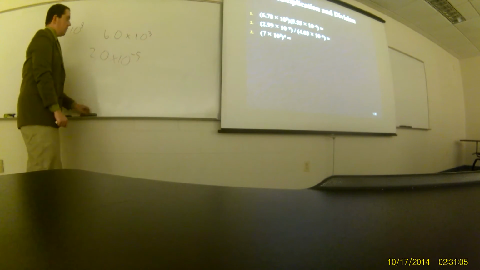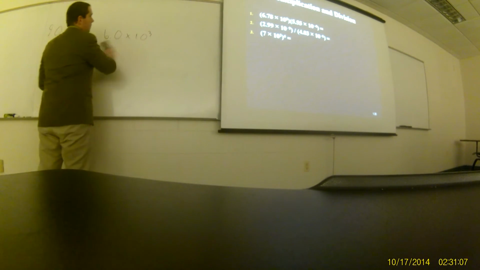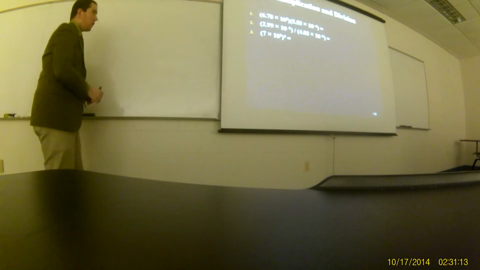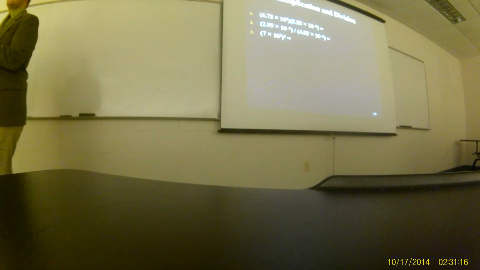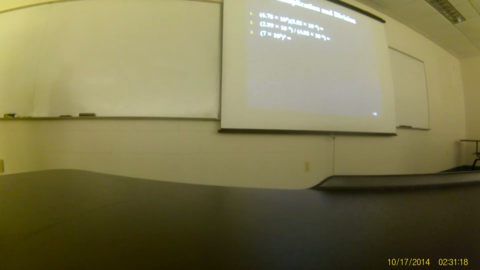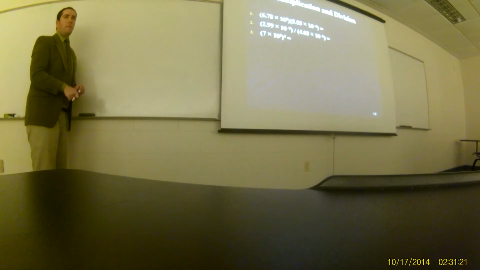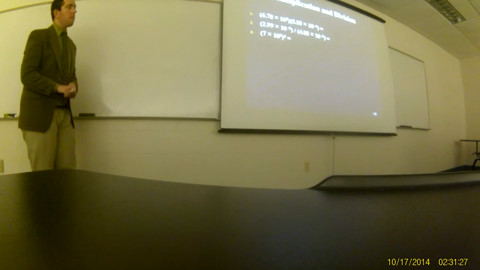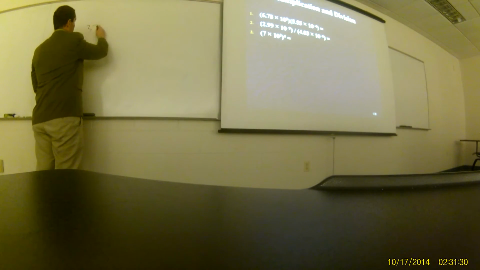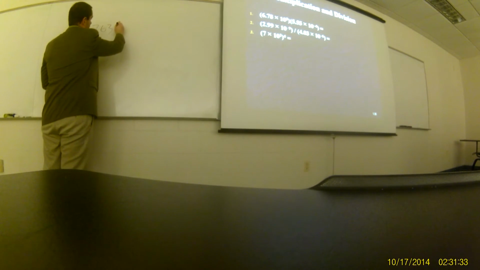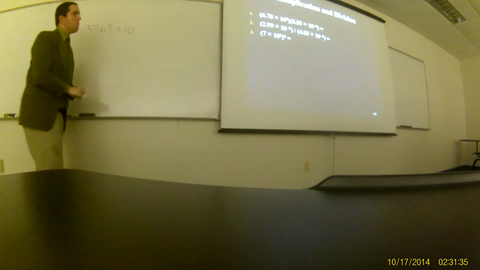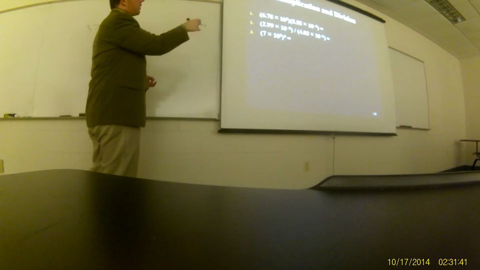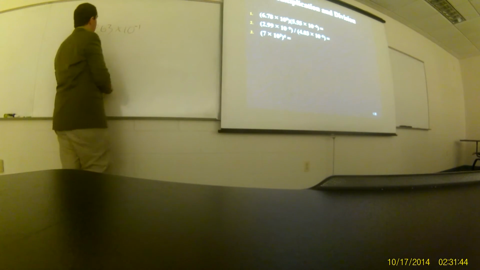So here's some more examples. We got the first one. Is it multiplication or division? It's multiplication. So what do I do with the coefficients? Multiply them together. If I multiply the coefficients, what do I get? 0.63. And now what do I do with the exponents? Add them. So I get negative 1. 3 plus negative 4 is negative 1.